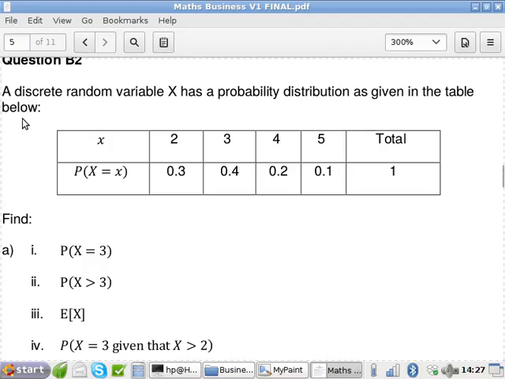We'll see if you remember how to do these. So this is a probability table, and from the table you want to calculate the probability x is 3, greater than 3, the expected value of x, and that one's interesting, probability x is 3 given that x is greater than 2. Do you remember we did these tables with like the horse racing and things like that? I'll let you figure it out yourself.